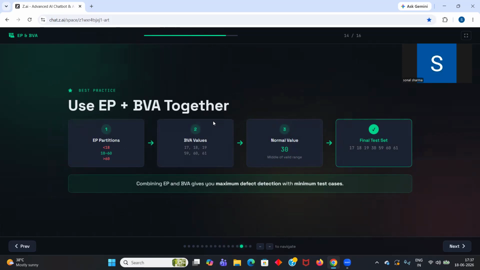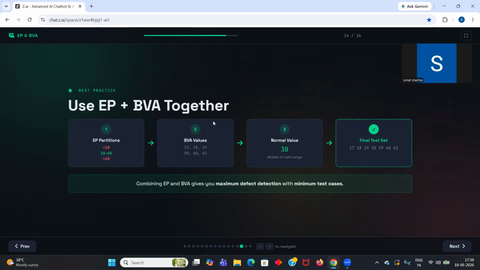You have to use equivalence partitioning and boundary value analysis together. For example, the very first example we discussed was age: less than 18 should not be accepted, 18 to 60 should be accepted, and more than 60 should not be accepted. So according to boundary value analysis, the values will be 17, 18, 19, and 59, 60, 61. So these will be your test cases.